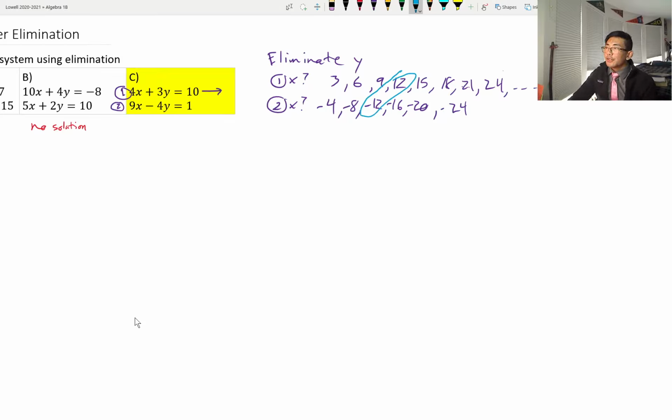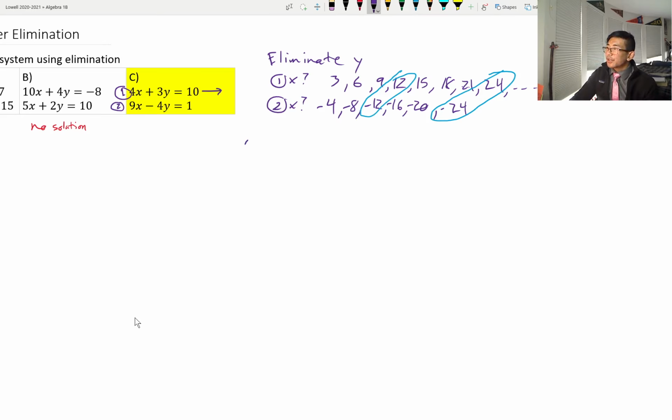So let's do that. Okay, so if I want to get 12y, I'm going to take equation 1, and I'm going to go times, let's see, to get 3 to 12, I need to go times 4. And I'm going to take equation 2, and I'm going to multiply it by 3. So what does this look like now? Well, now the system's going to look like this. 4 times 4 is 16. 3 times 4 is 12. 10 times 4 is 40. The second equation, let's see, 9 times 3 is 27. Negative 4 times 3 is negative 12. And 1 times 3 is 3.